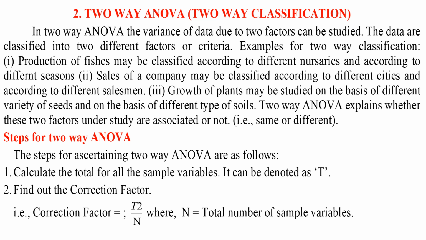Steps for two-way ANOVA. The steps for ascertaining two-way ANOVA are as follows. 1. Calculate the total for all the sample variables. It can be denoted as T. 2. Find out the correction factor. That is, correction factor equals T square by N, where N equals total number of sample variables.